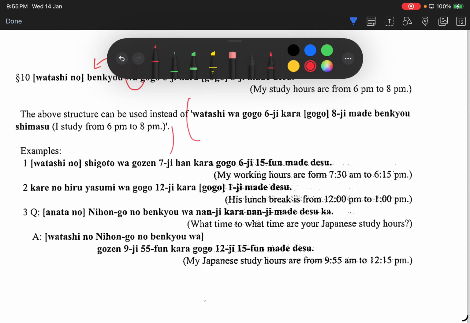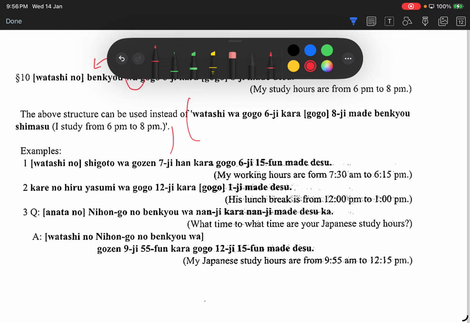Number 2. 彼の昼休みは午後12時から午後1時までです。So 昼休み simply means afternoon break, right? So it is a noun. Afternoon break is a noun, right? 昼休み is a noun. So his afternoon break is from 12 p.m. to 1 p.m.